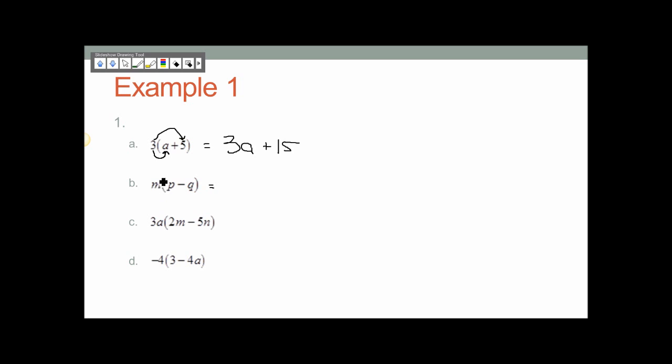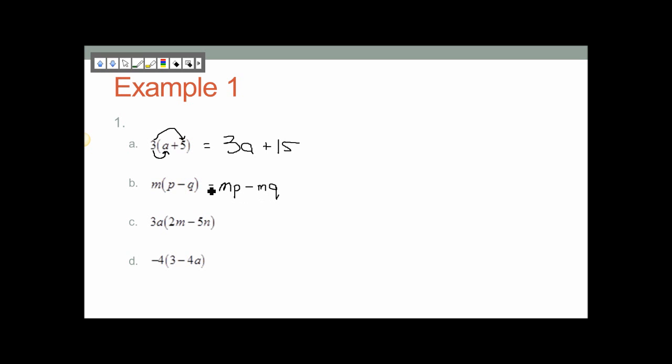Okay, moving on to the second one. This time, the figure outside the brackets is a pronumeral, but the method still stands. So we're going to take our pronumeral m and multiply it by first the p and then the q. So m times p is just mp, and then we are going to subtract. This is our operation in the middle, subtract m times q, which is just mq. So our final answer is mp minus mq.